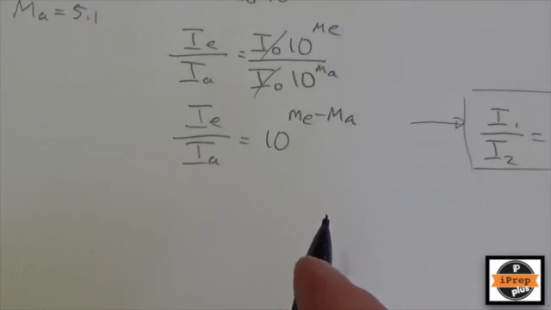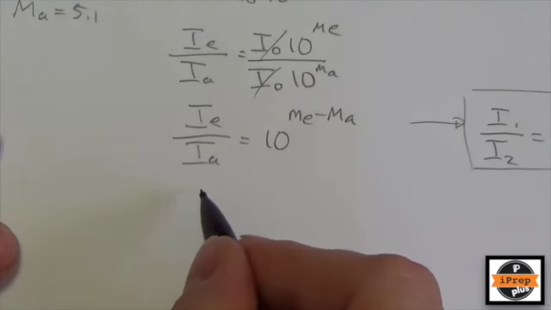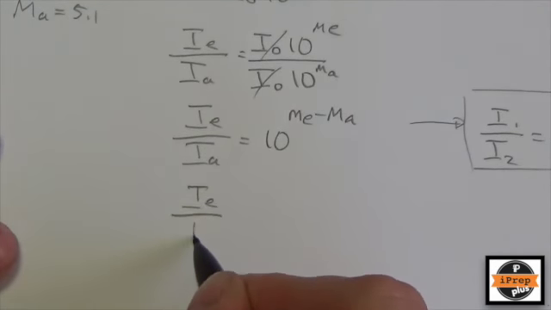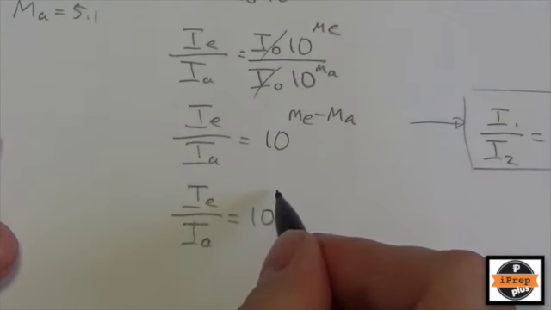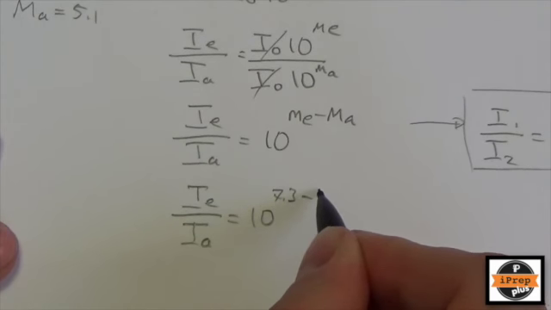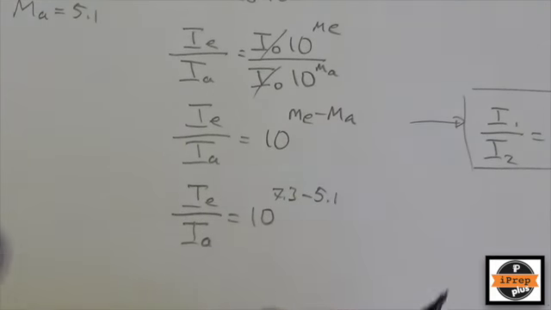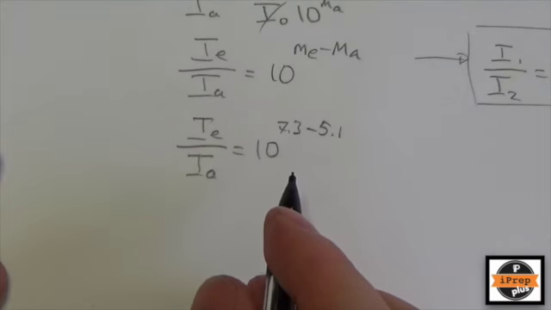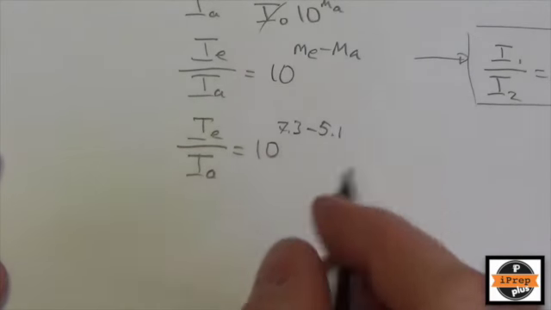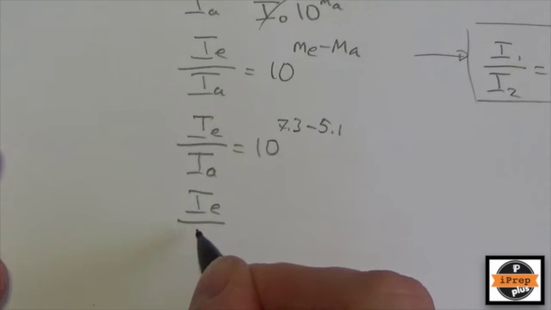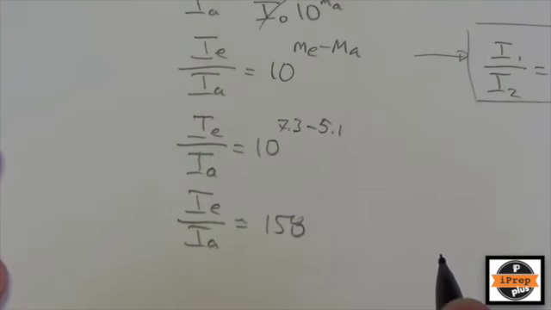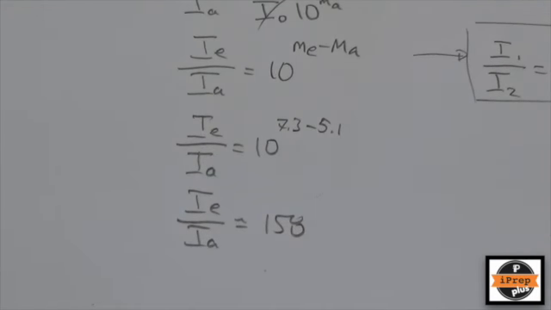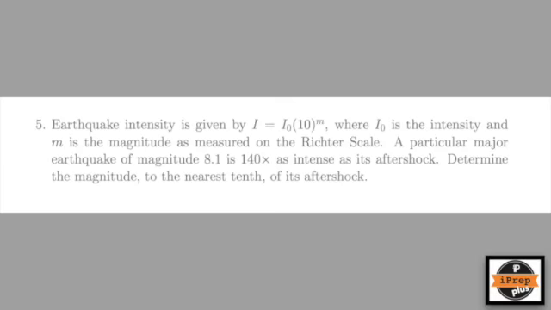Now here, what we're going to do is enter in the information we know. We are looking for that ratio, and we know that the magnitude of the earthquake was 7.3 and the magnitude of the aftershock was 5.1. Well, you just go right to your calculator here, and we can evaluate that, and we're going to get that this is approximately 158. So the earthquake was approximately 150 times larger than its subsequent aftershock.